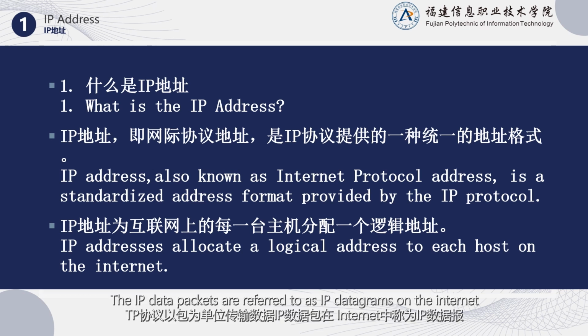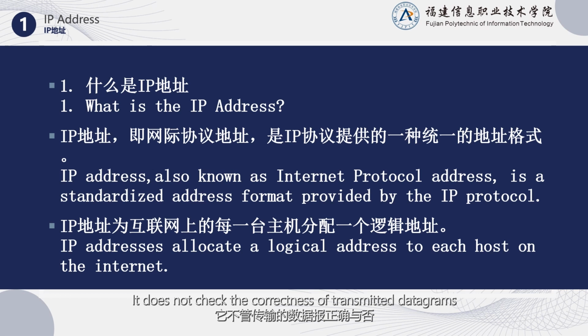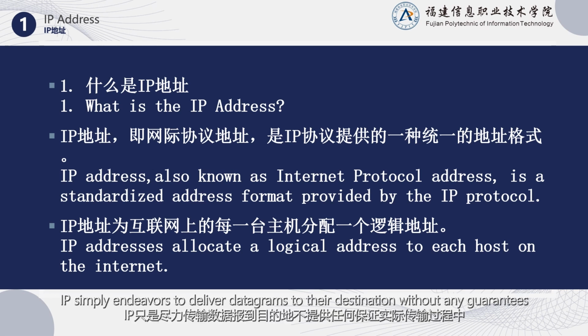IP data packets are referred to as IP datagrams on the Internet, and the IP protocol provides an unreliable connectionless datagram service. It does not check the correctness of transmitted datagrams, does not send acknowledgements, and lacks flow control and error control functions. IP simply endeavors to deliver datagrams to their destination without any guarantees.